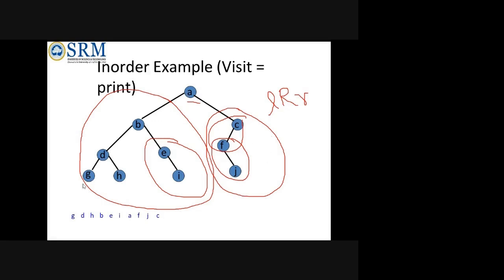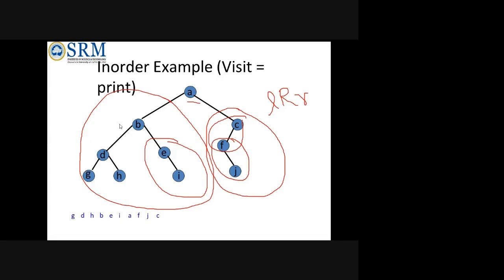So listen to this very carefully. In in-order, it is left, root and right. So left means A's left is there. It will come to B. B is also having a left, so it will come to D. D is also having a left. But G is not having a left, so G will be printed. Once G is printed, your left is over. So its subtree's root will be printed. D is printed. Then its right node, H, will be printed. So now this entire DGH is over.